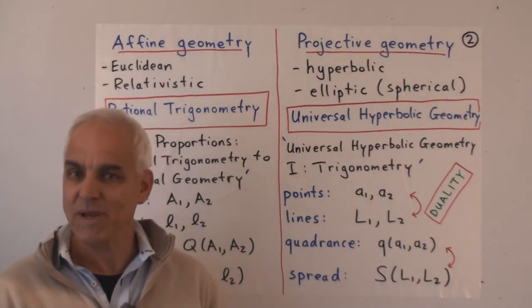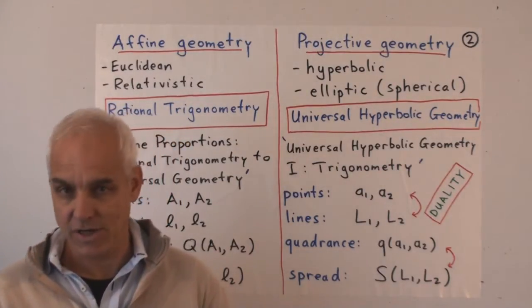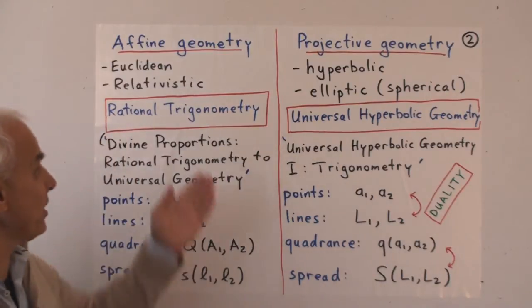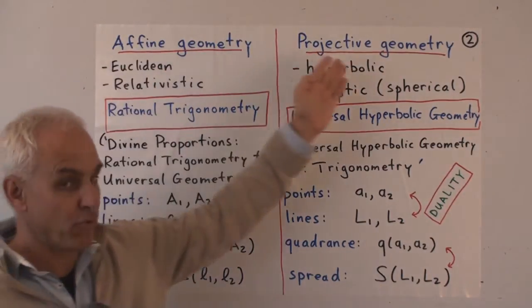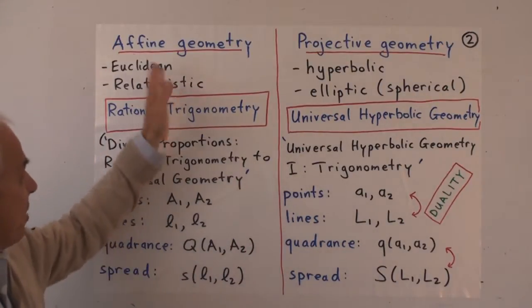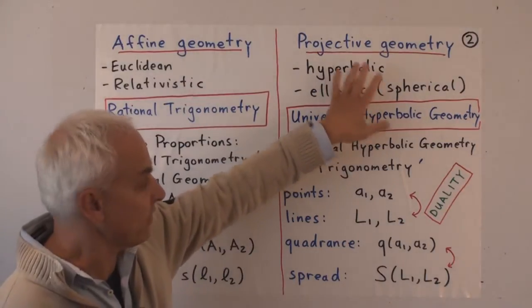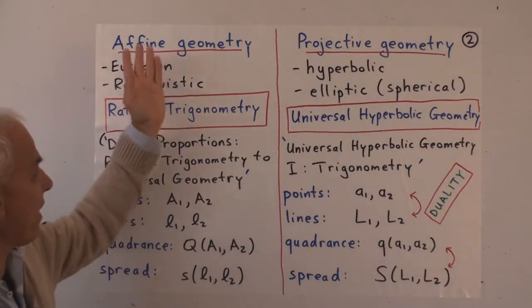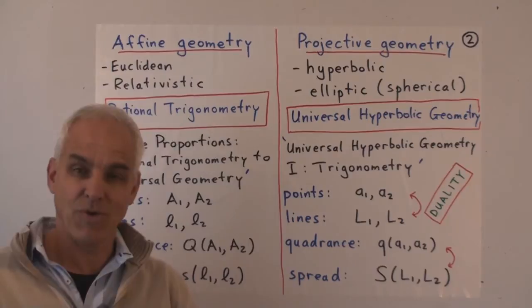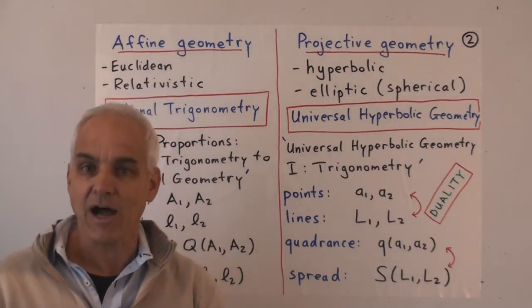From my point of view, the big distinction in geometry is not between Euclidean geometry and non-Euclidean geometry, but rather between affine geometry and projective geometry. So what's usually called Euclidean geometry sort of fits on this side. What's usually called non-Euclidean geometry fits on this side. But it's really the affine versus the projective natures which is the critical, crucial distinction between these 2 sides of geometry.